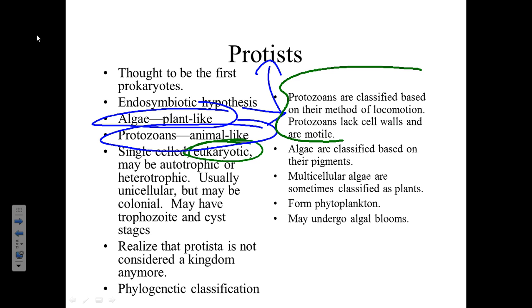Protozoans are grouped based on locomotion. What is locomotion? How they move. The method they use to move with. That's how they're grouped.